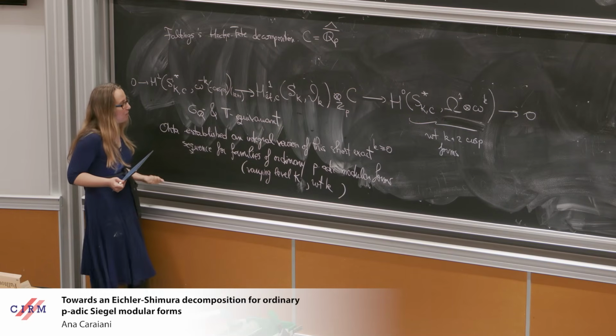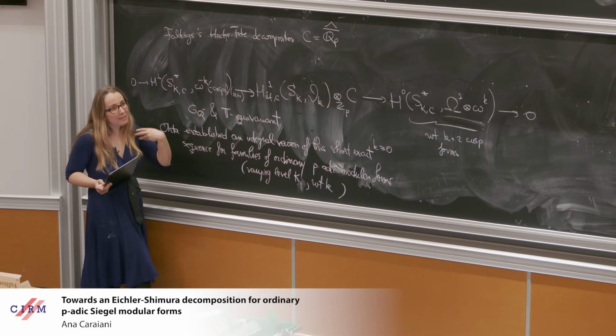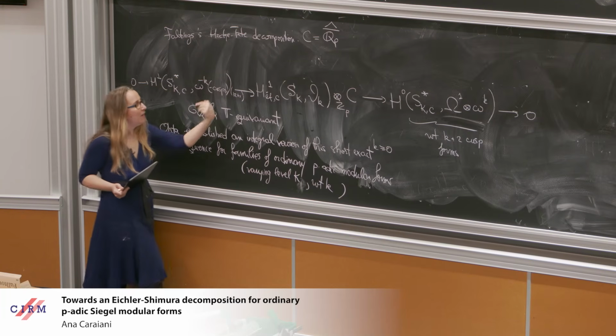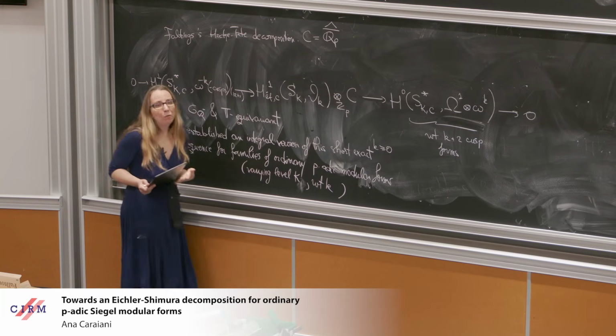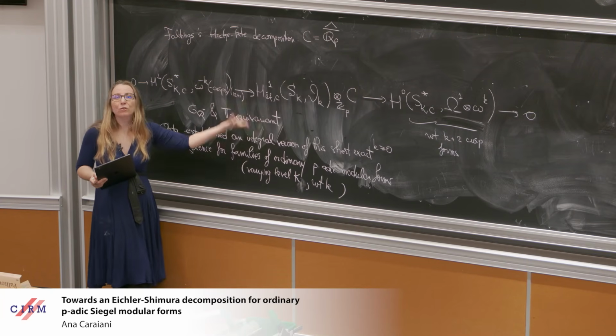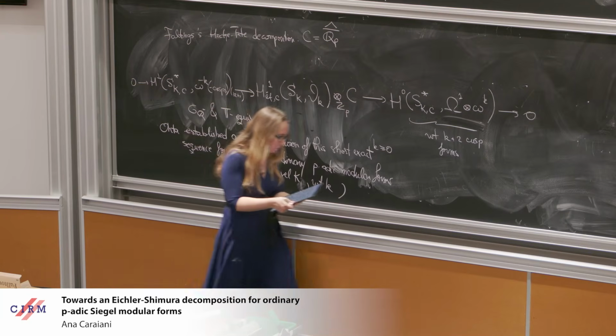However, when you're working in some family, you can also specialize to irregular weights. And then suddenly, if you replace this with something like ordinary completed cohomology, which I'll tell you in a second what it is, you have access also to modular forms of weight 1.